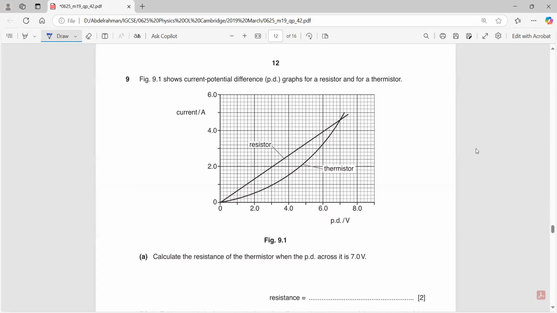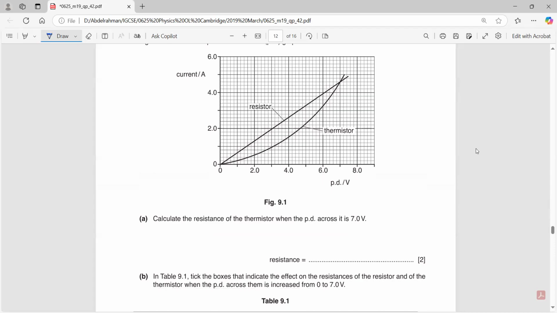Figure 9.1 shows the current potential difference graphs for a resistor and a thermistor. Calculate the resistance of the thermistor when the potential difference across it is 7 volts. At 7 volts, I can draw a line, giving me a current of what?